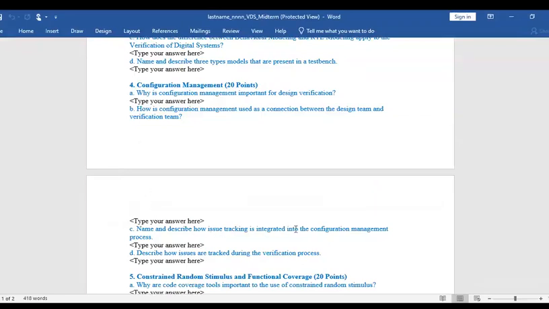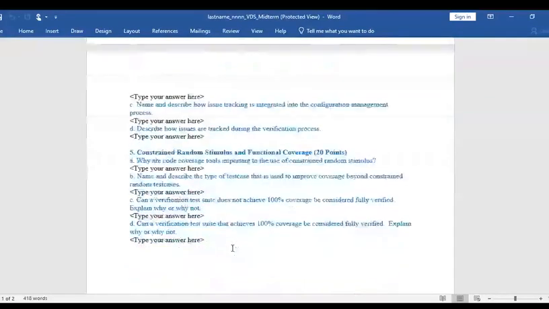Name and describe how issue tracking is integrated into the configuration management process. Kind of what I just said. You report bugs. You report them against releases. The designers look at those bugs relative to the releases that the bugs were reported on. And then for D, I wanted to see the states. So as an example, open, fixed, verified, closed. You just had to show that bugs go in different states. It didn't have to specifically state the ones that I just said.